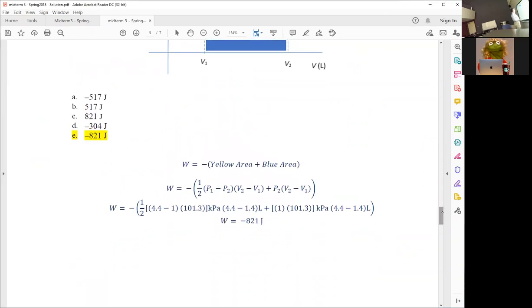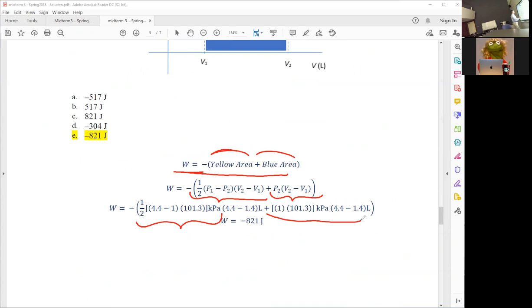We're going to repeat the same thing, okay, that is in the notes already. These are the same steps. The work is minus yellow area plus blue area. And then you see this is the area of the triangle plus the area of the rectangle. Plugging in the numbers, you end up with this value, which corresponds to negative 821 joules. Okay, great. So let's carry on quickly before we finish questions.